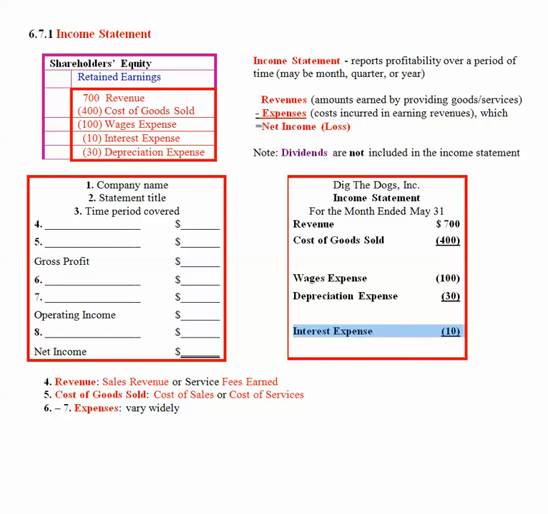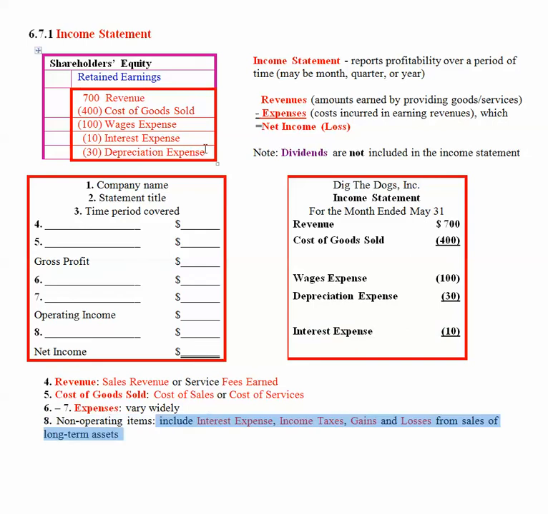The last item here is interest. I put that down below. Interest is considered a non-operating item. What would go down lower is interest, income taxes, or gains and losses from selling long-term assets. This is not inventory, but if you were to sell your hot dog cart for more than the book value, you would report a gain, which would go down toward the end. So what is the order?